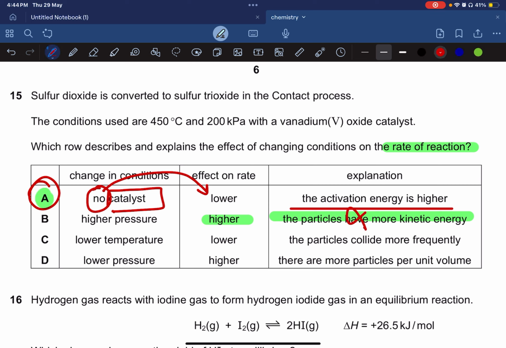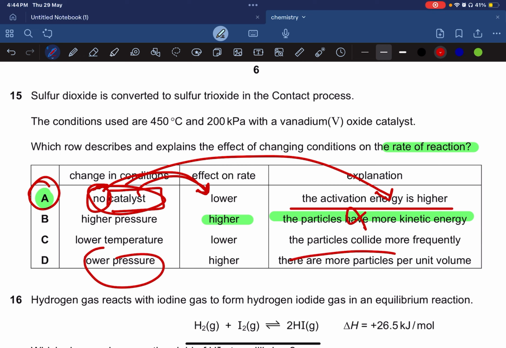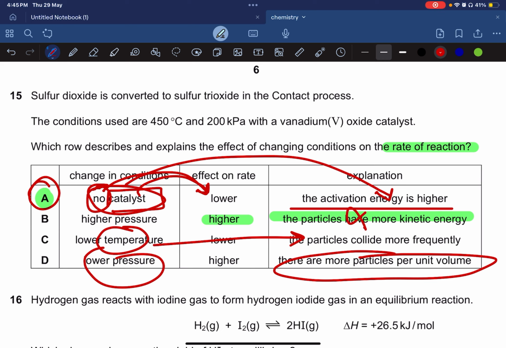Because a catalyst basically lowers the activation energy, when you have no catalyst, the rate is going to be lower because the activation energy is going to be higher, as there's no catalyst to lower it. And at lower pressure, there are fewer particles per unit volume. And lower temperature, the particles collide more frequently? No, the particles collide less frequently, because lower temperature means lower kinetic energy of the particles.